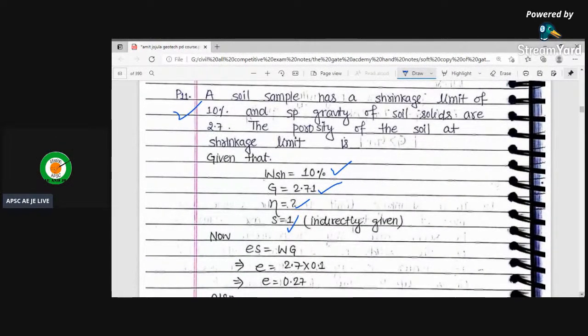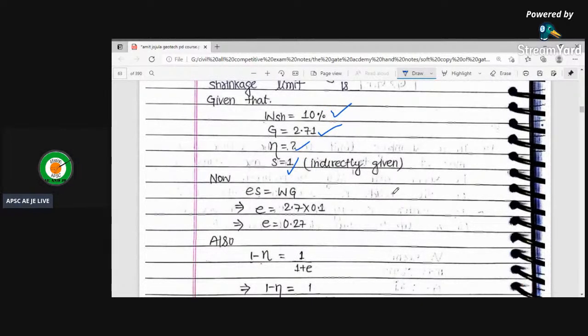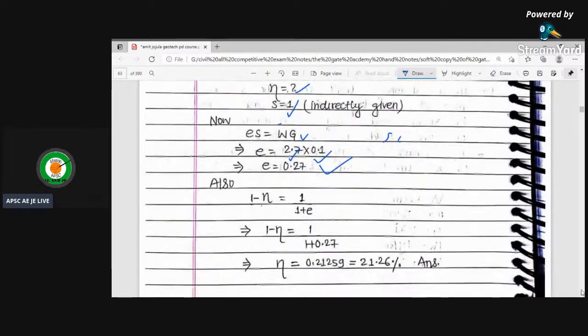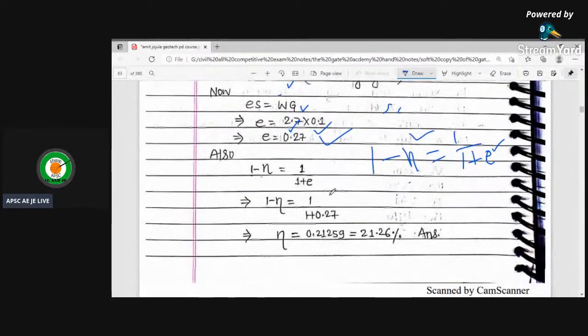So we are just using the formula S e = W G. I know S equals 1, the water content W is 10%, that is 0.1, and G is given as 2.7. So we calculate the void ratio from it. I know the relationship between void ratio and porosity, that is n = e / (1 + e). I know the value of e, so I can easily determine the porosity. If you do the calculation using a calculator, or manually, you can find n to be 21.26%. That is the answer.